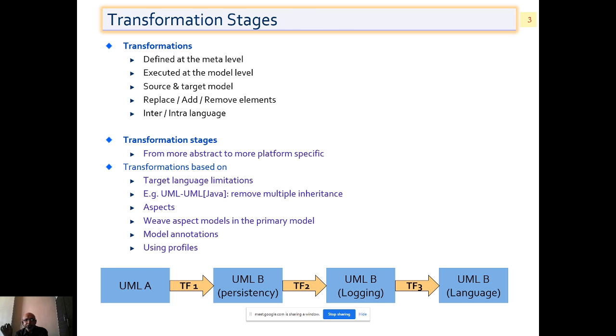Going next, transformations are defined at the meta level. They are defined at the meta level. They are executed at the model level. So there are two models. One is the source model and another one is the target model. At the source model, you have the definition. At the target model, you have got the execution. So you can have the replacement, addition and removal of the elements by making use of inter-language transformation or intra-language transformation.